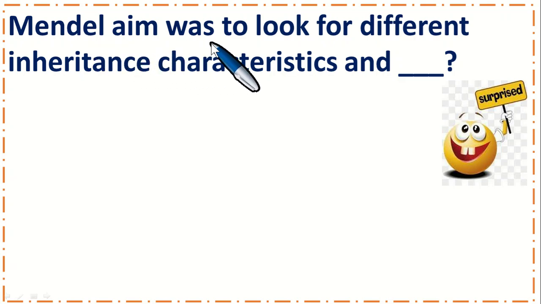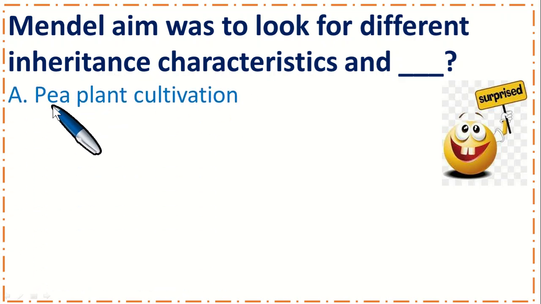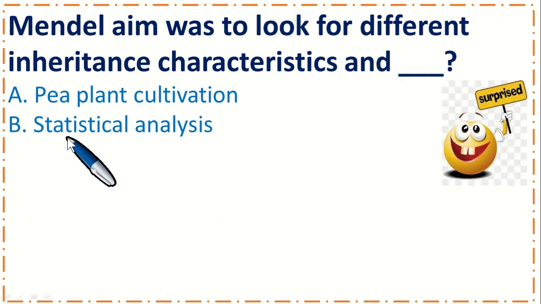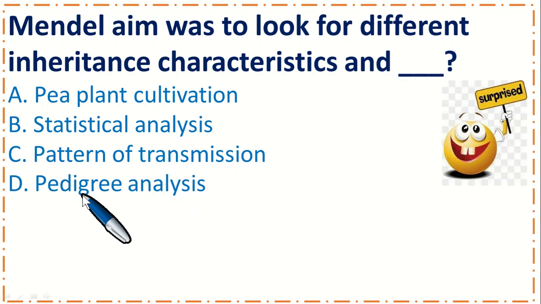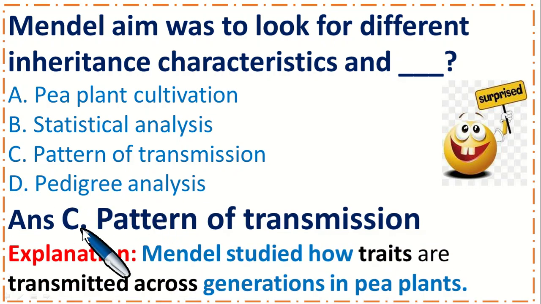Mendel's aim was to look for different inheritance characteristics and dash. Option A pea plant cultivation, B statistical analysis, C pattern of transmission, and option D pedigree analysis. So the correct option is C pattern of transmission. Mendel studied how traits are transmitted across generations in pea plants.